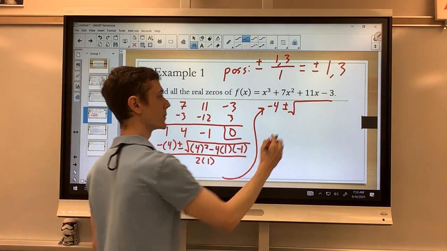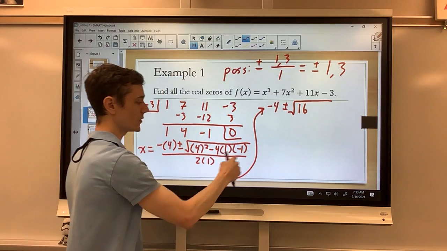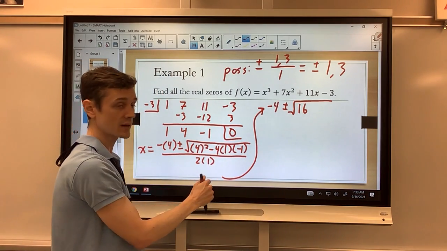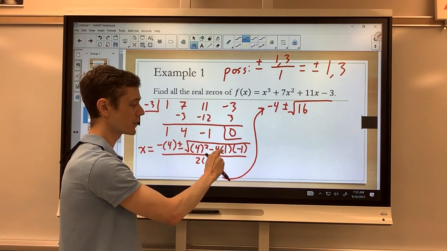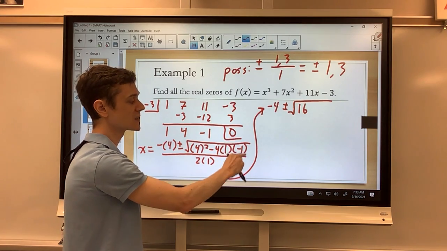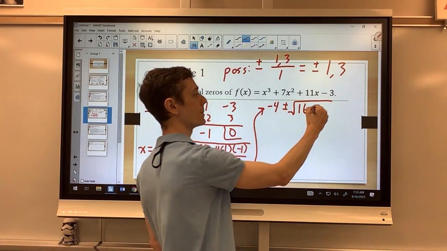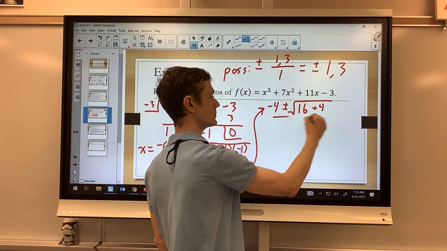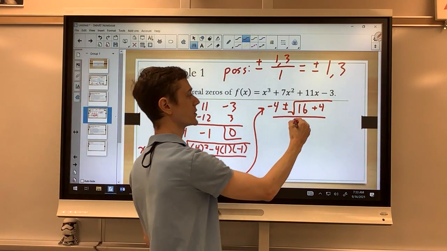The 4 squared will be 16. Be careful on the signs right here. It's very easy to make a mistake on this. We're doing -4 times 1, which is -4, times another -1, which flips it to a +4. And in the denominator, 2 times 1 is 2.